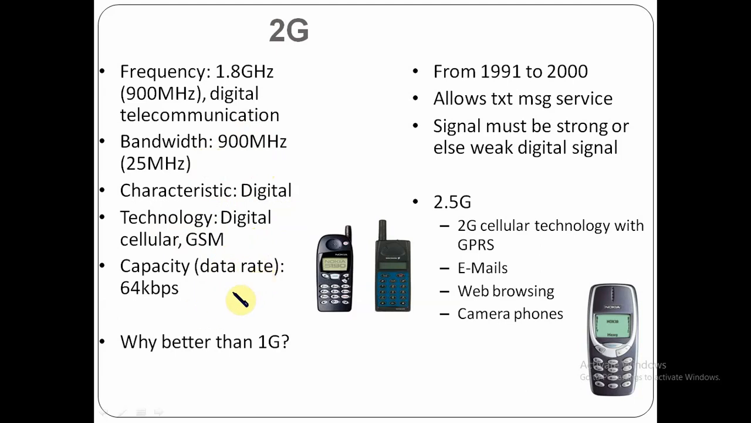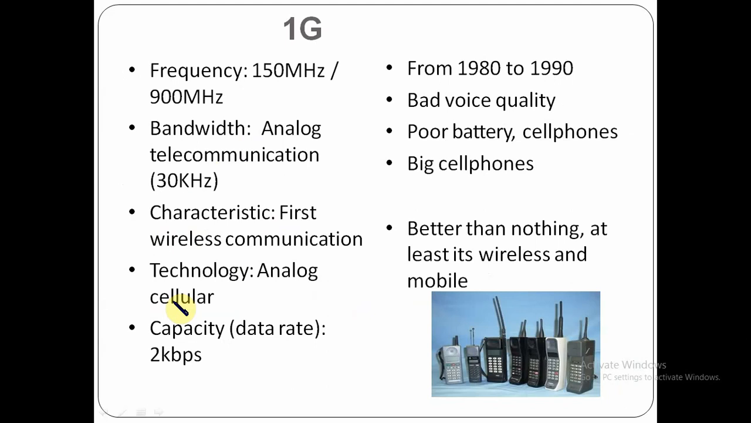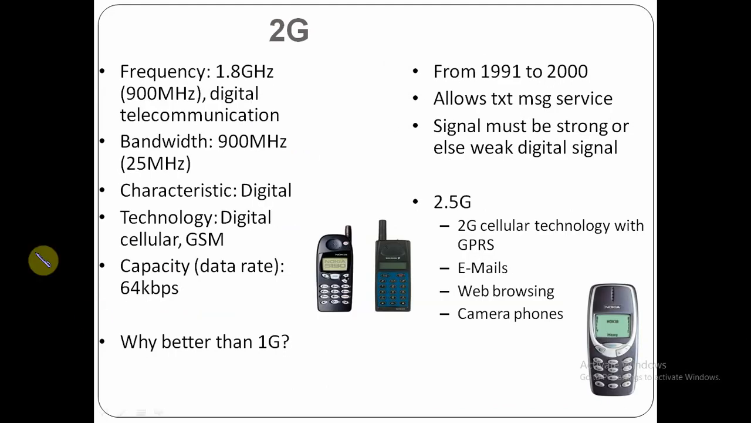The data rate capacity is 64 kbps. Previously we saw 2 kbps, and here it is 64, which is better than 1G. Why better than 1G? Check the capacity: 2 kbps before, and here 64 kbps. It worked from 1991 to 2000. It allows text message services. The signal must be strong, or the digital signal is weak.